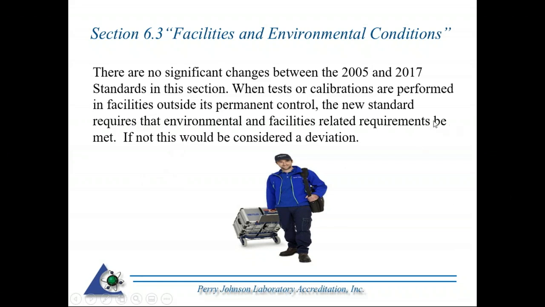So we're going to jump into Section 6.3, facilities and environmental conditions. Right now, we're still going through a transition between the 2005 and 2017 standard. Those of you that have already transitioned to 2017 should be up to speed and versed on the differences, which there are no significant changes in this section. Primarily, the biggest difference is when calibrations or testing or sampling are performed outside your fixed facility, outside of your permanent control, the standard requires that the environmental and facilities related requirements be met. If not, this would be considered a deviation. So we'll take a look at that requirement and go through that section.